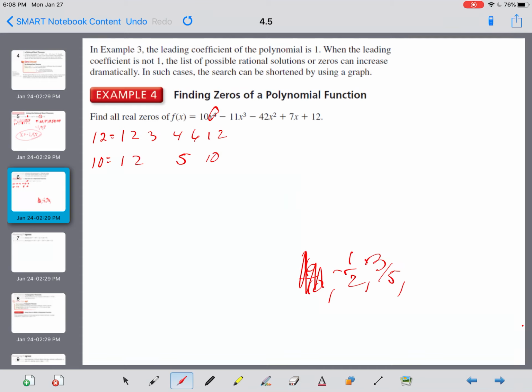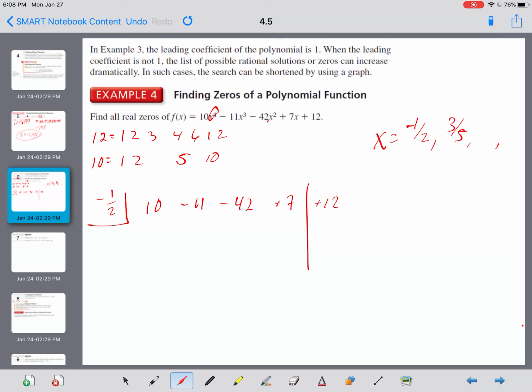So we know a 1/2. So -1/2. We're going to put it in the half box. We're going to take our original 10, -11, -42, +7, and 12, right? So x equals -1/2, 3/5. We need 2 more. And we're going to synthetically divide this equation. Let's see, 4, 3, 2, 1, 0. Yep, everybody's there. Always check.